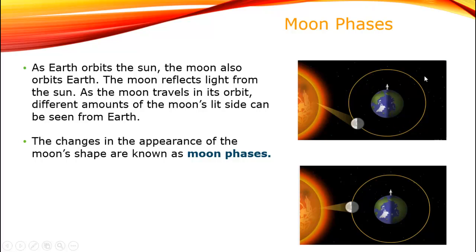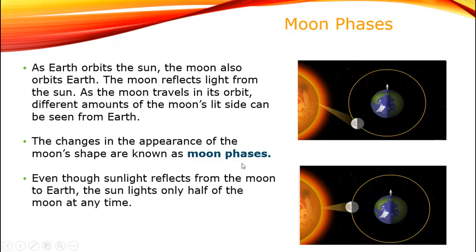So, as the moon orbits around Earth, different amounts of the moon-lit side can be seen from Earth. Even though sunlight reflects from the moon to Earth, the sun lights only half of the moon at any time.